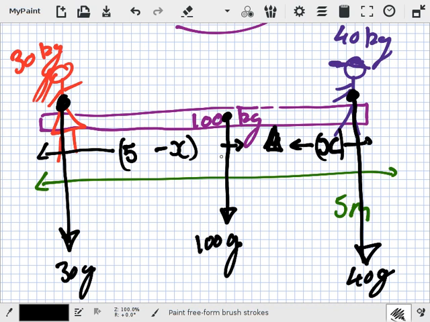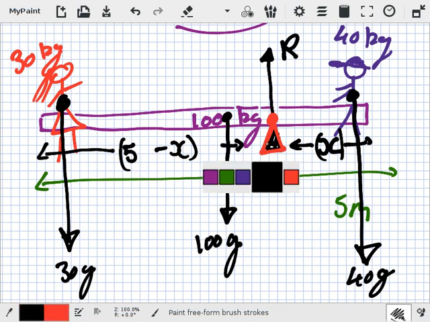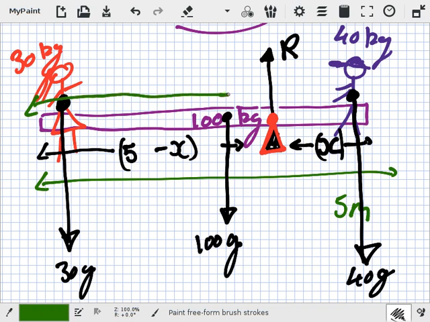But there's one more force I did not draw in my picture. Because all these forces are pointing down, I need at least one force pointing up. The reaction here at the pivot. Now, by the way, what's this distance from here to here? 2.5 meters, because it's half of the 5, isn't it? Okay.